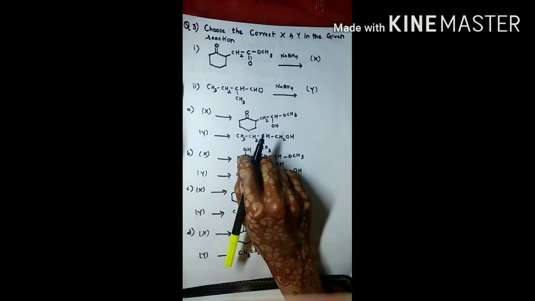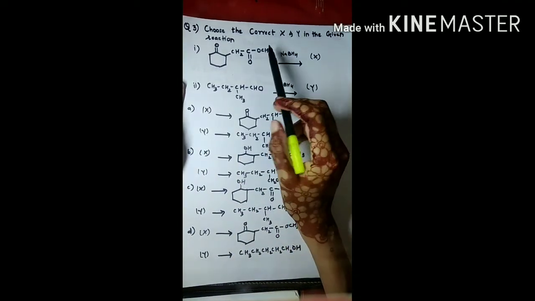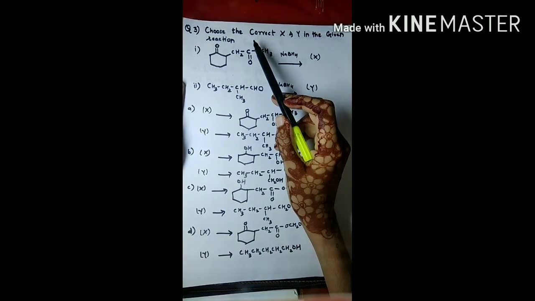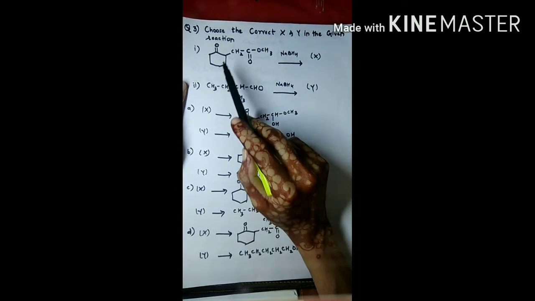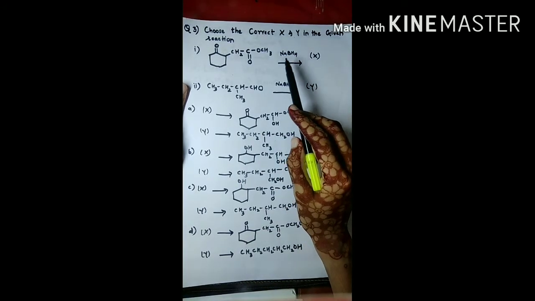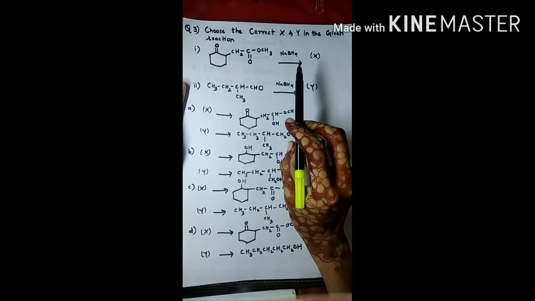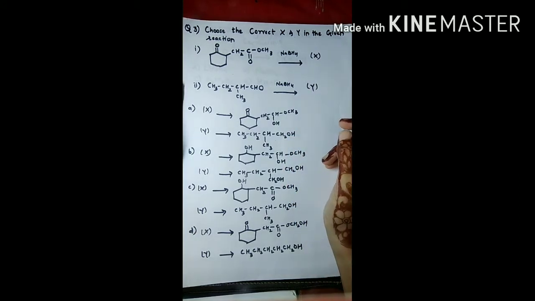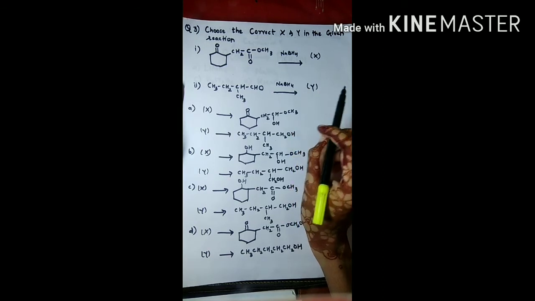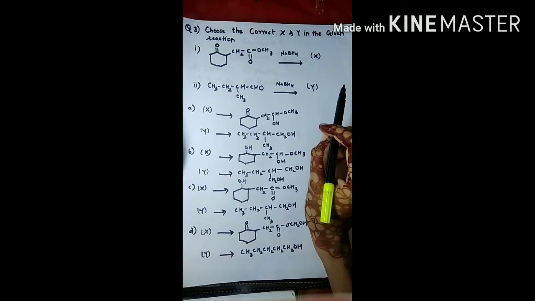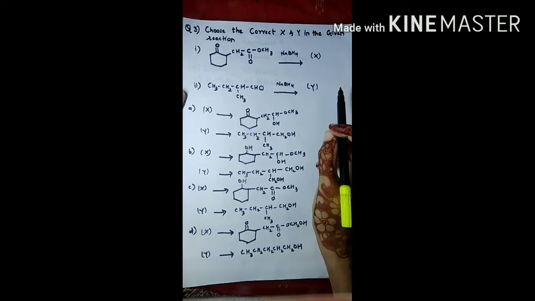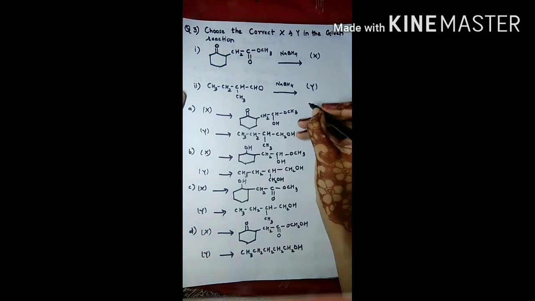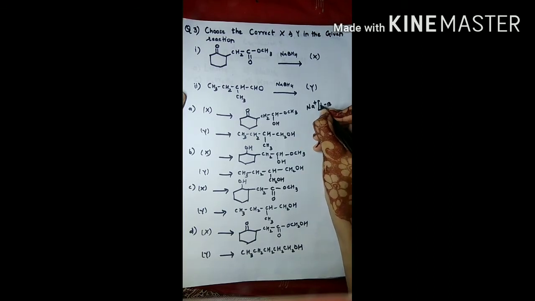So the next question we have is: choose the correct X and Y in the given reaction. So here 2 reactions are given and the reagent which is used here is sodium borohydride. So if you know the properties or the role of sodium borohydride, you can easily solve this question. Okay, so let's see the structure of sodium borohydride first of all. So what is the structure of sodium borohydride? It is Na plus BH4 minus.